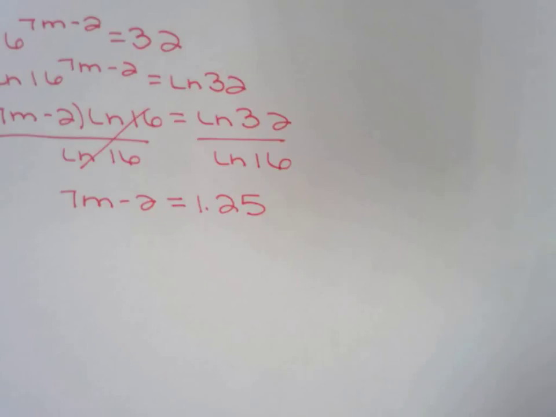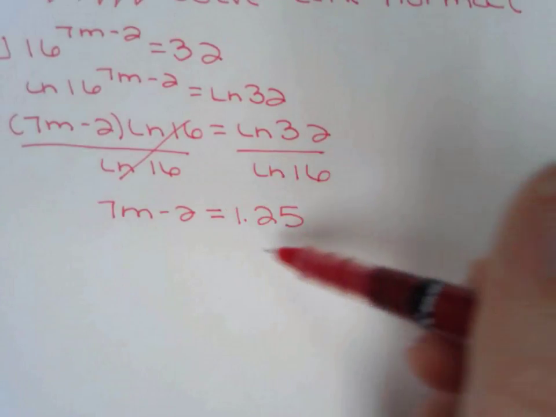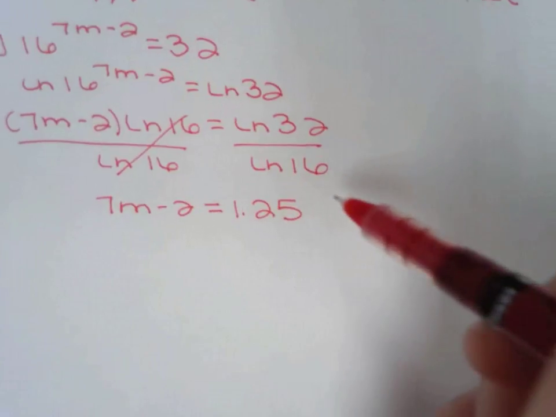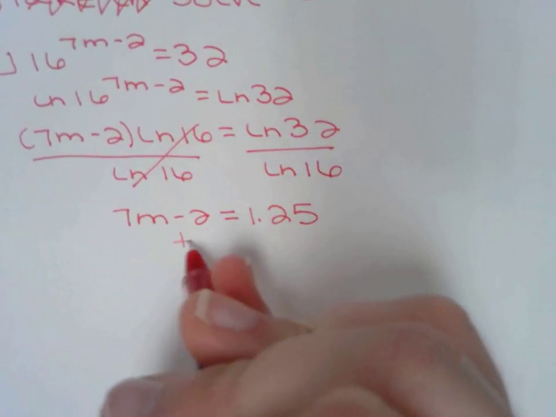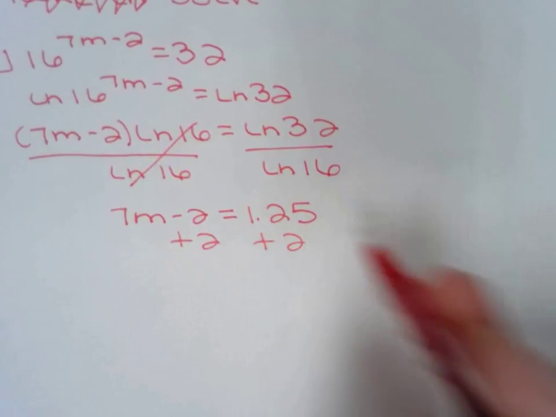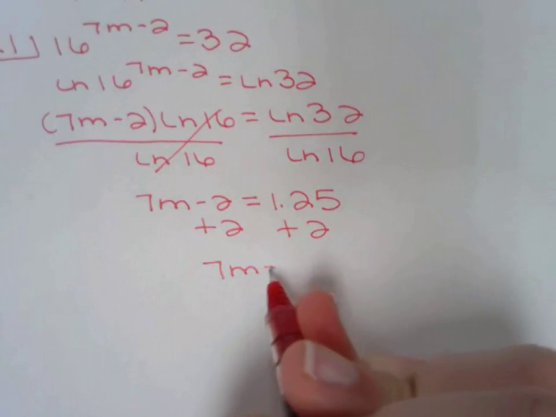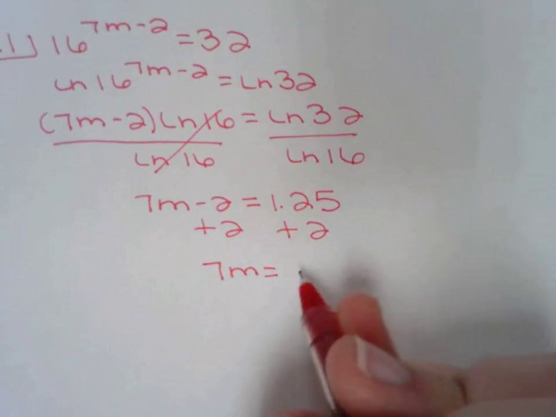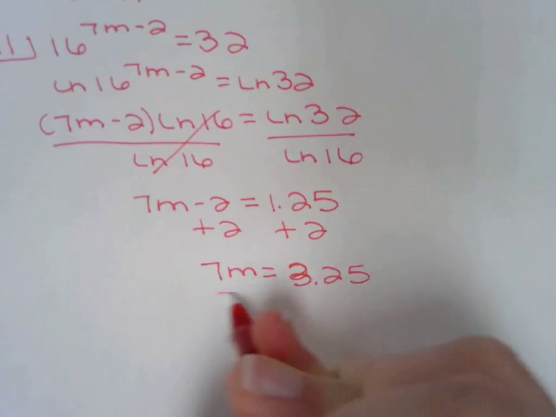Okay. So as I look at this, ln of 32 divided by ln of 16, go ahead and get a decimal. Always round to 4 decimal places if there are 4 decimal places there. And we're going to add 2 to both sides. So once you do that, you're going to do it like a normal equation. So 7n equals 1.25 plus 2, 3.25, divide by 7.